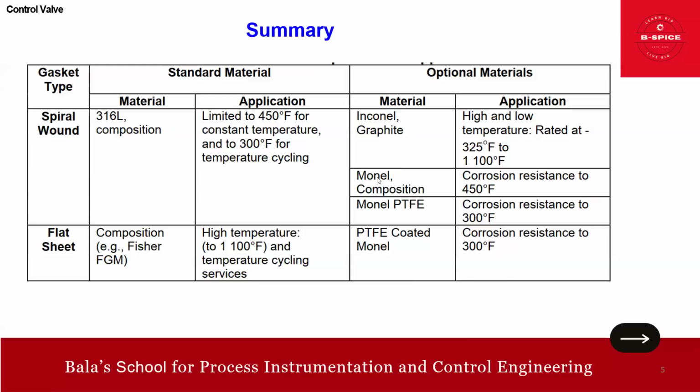Then we have Monel, which has corrosion resistance. If you are looking for a corrosion resistant application, then you can go for Monel. Of course, we need to watch out for the 450 degree temperature. Then Monel and PTFE composition is also suited for corrosion resistance, but for 300 degrees Fahrenheit. Just watch out for all these things. So this is about the spiral wound.